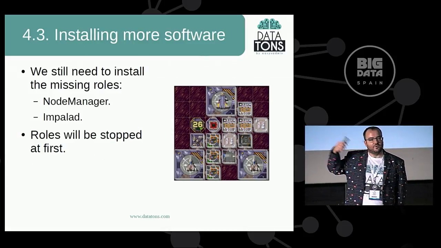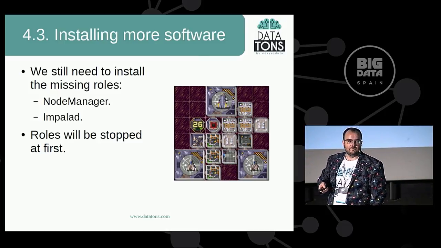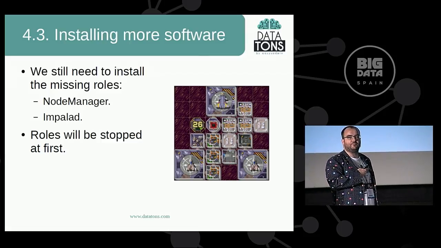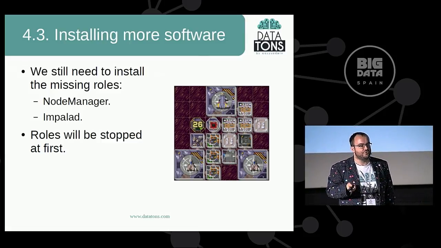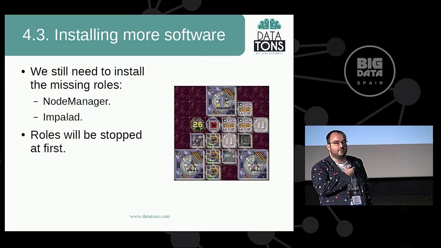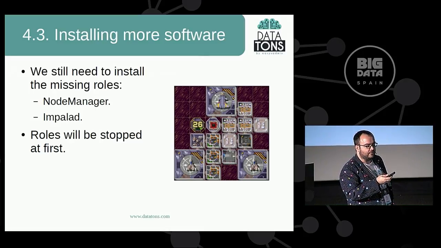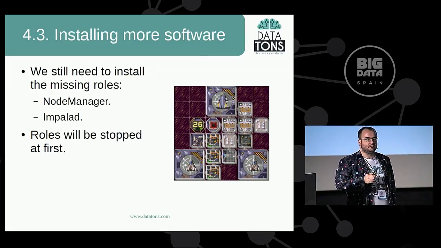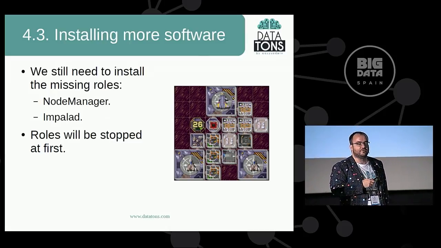Okay, we need to add still more components. So yeah, now the copy is ongoing, but what about the computing? At some point we will need that, for sure. Let's just begin installing the missing roles. The node manager, the Impala daemon, these roles need to be stopped at first, okay? Why? To prevent this condition that we said.